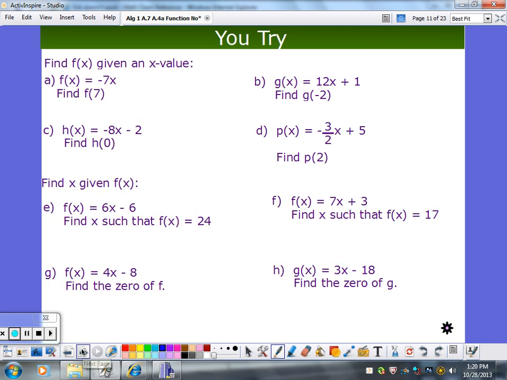All right, now we're up to the futurize. Let's do a brief going over. There's 3 different things I'm asking you to do. One is, here's a function, f of x equals negative 7x. Find f of 7. How do I do that? Come on. How do I find f of 7? What do you do?